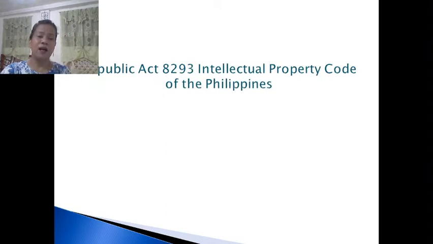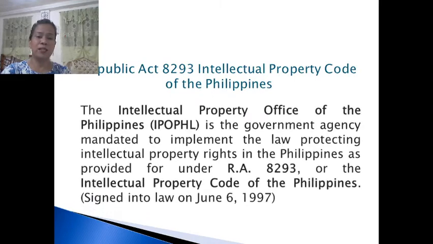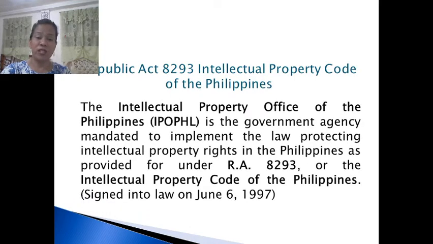Then, Republic Act 8293, Intellectual Property Code of the Philippines. We have here a government agency, that is the Intellectual Property Office of the Philippines. They are mandated to implement the law protecting intellectual property rights in our country, as provided for under Republic Act 8293, the Intellectual Property Code of the Philippines, signed into law on June 6, 1997.